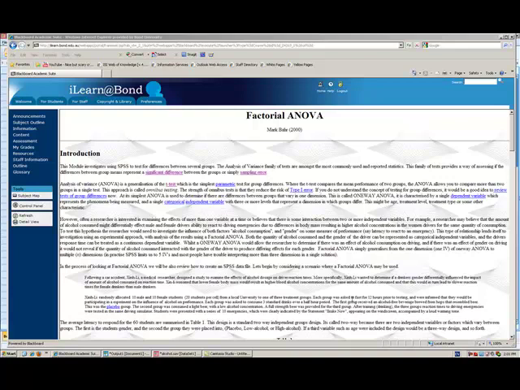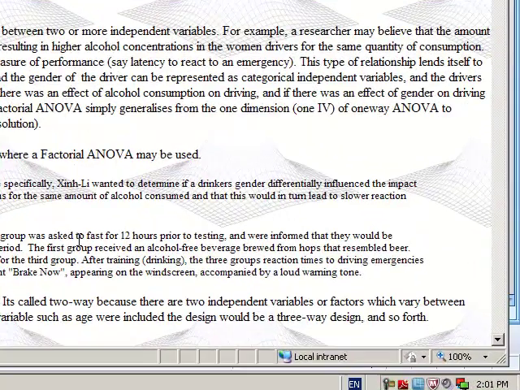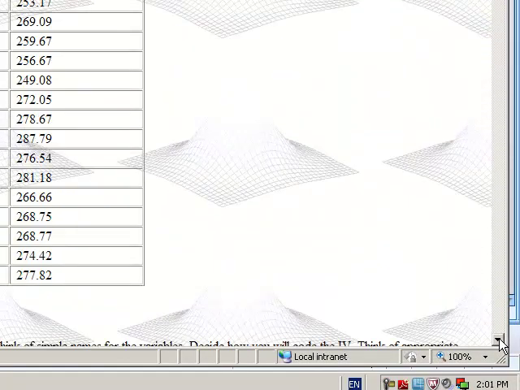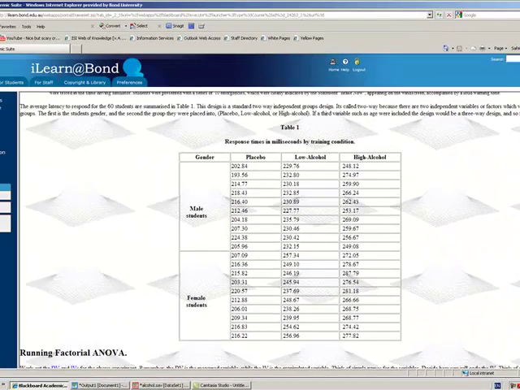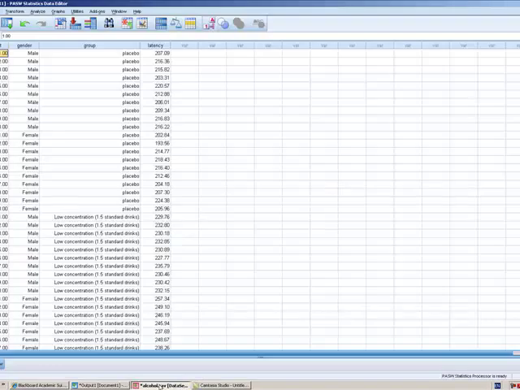In this case we're looking at a study which is described in the tutorial notes, where a researcher is interested in looking at the effect of alcohol dosage on driver reaction times. For this exercise, what I want you to do is extend on what you did last time, which is enter the data. To do that, first of all, we just need a little reminder of what the data looks like.